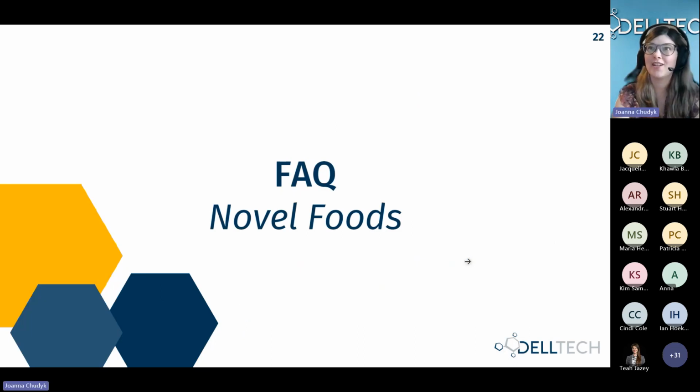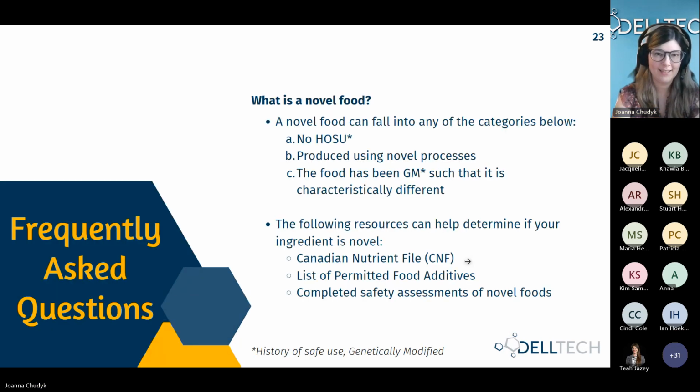So the next portion is going to focus on questions related to novel foods. So you may ask, what is a novel food? So I briefly touched on this at the beginning of the presentation, but to reiterate, a novel food can fall into any of these categories. So no history of safe use, the product is produced using novel processes, or the ingredient has been genetically modified.